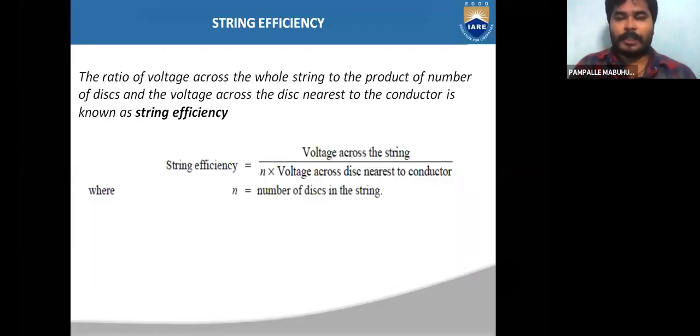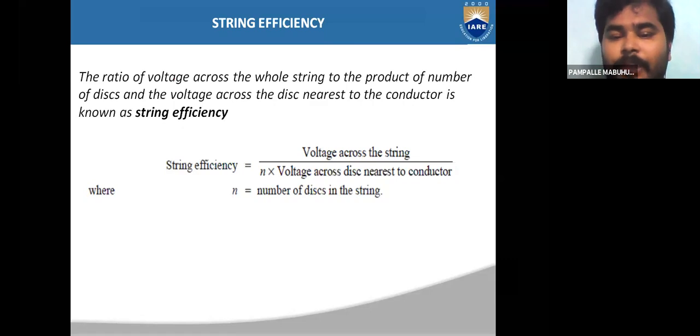You know what string efficiency is. We already discussed this string efficiency in the previous lecture. String efficiency is the ratio of voltage across the total string to the product of the total number of discs and the voltage across the disc nearest to the conductor. So it is the ratio of total voltage across the string by n into voltage across the disc nearer to the conductor. Here n is the total number of discs in a string of insulators.